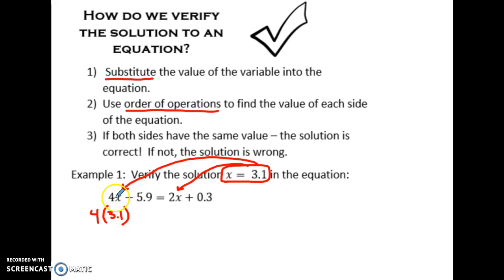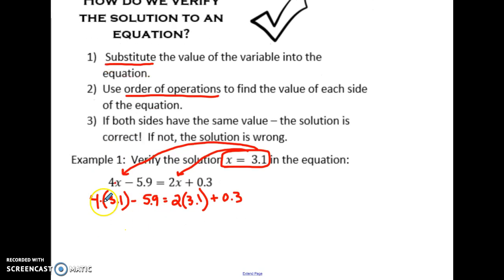This 4 in front of the x is what we're going to use to multiply in a little bit. I'm just going to bring down the 5.9. I'm going to bring down the equal sign. And on this side, I'm going to create parentheses again to hold the value of 3.1. And then I'm going to be ready to do some math. This is where using order of operations comes into place. Again, this is just the substitution step.